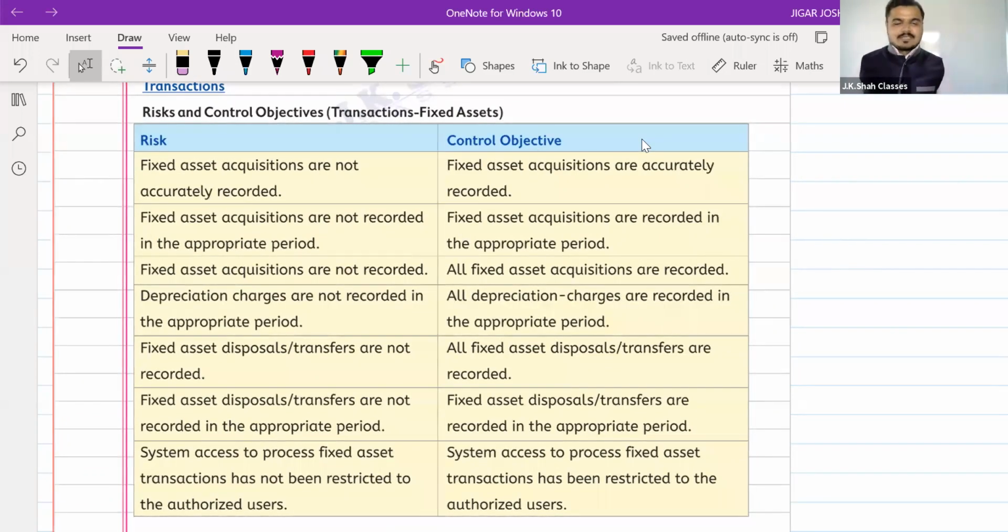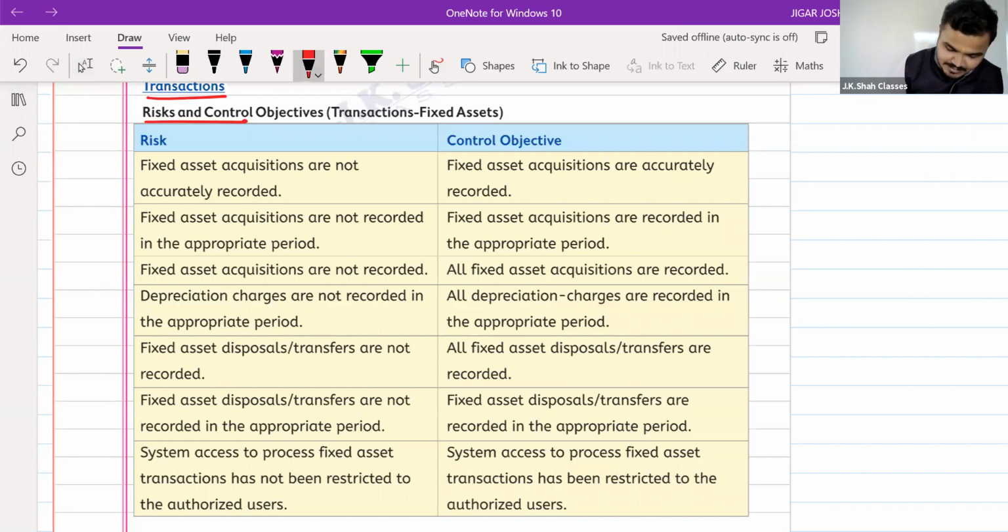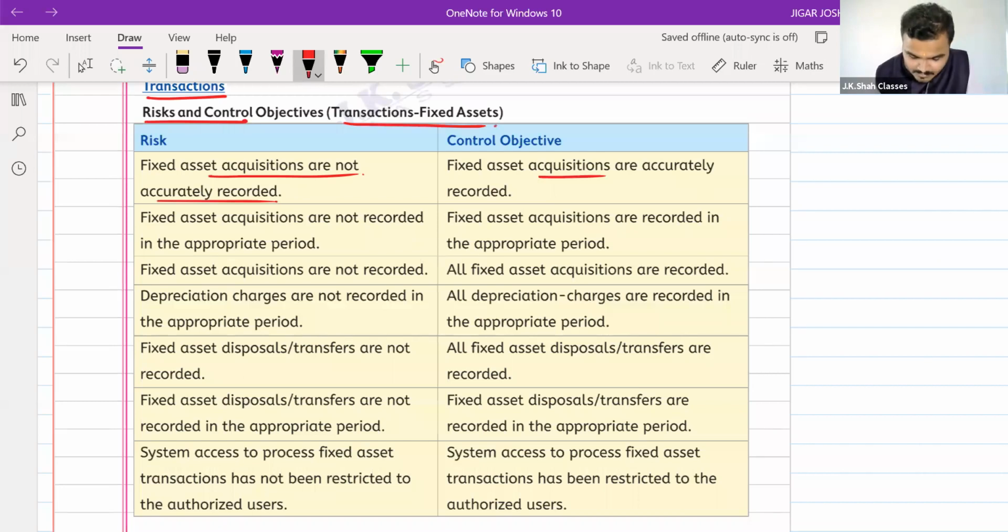Should we now record transactions related to fixed assets, my dear student? Ready for the same? Yes, sir. Risk and control objectives, my dear student, which are related to fixed assets. Can we start? Yes, sir. Fixed asset acquisitions are not accurately recorded. Sir, all fixed asset acquisitions must be recorded. Fixed asset acquisitions are not recorded in an appropriate period. Sir, all fixed asset acquisitions must be recorded in an appropriate period.